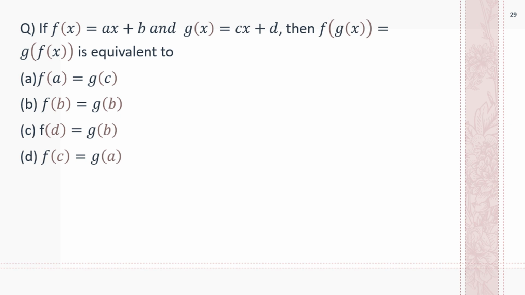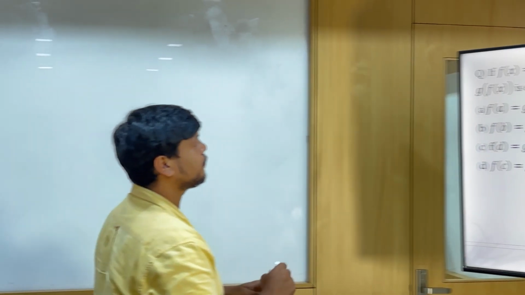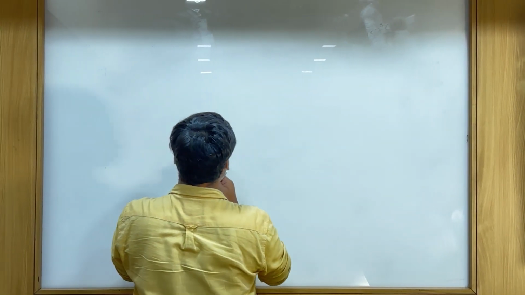Alright guys, so the given function is f of x equals ax plus b, g of x equals cx plus d, and they also told us that f of g of x is equal to g of f of x, and then we are supposed to find which one is the answer out of these four. Let's see, what do we have?